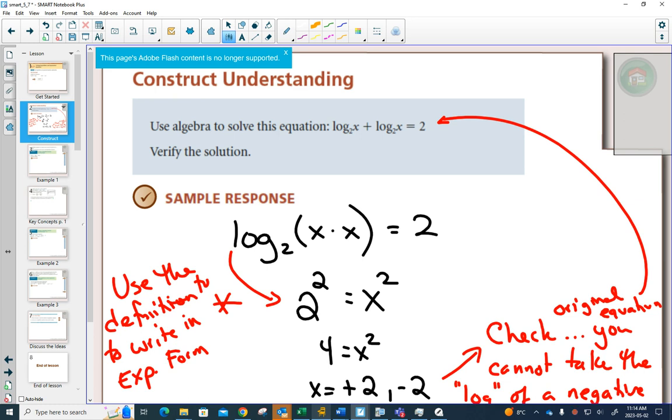I plug in 2. When I plug in 2, I get log 2 of 2 and log 2 of 2. Both of those are positive numbers. That's going to be okay. But when I check negative 2, I get log 2 of negative 2 right away. You are not allowed to take the log of a negative number. You don't even have to check the other one. Once you get one negative inside of one logarithm, that answer will never work, and we put an x through it as an extraneous root.